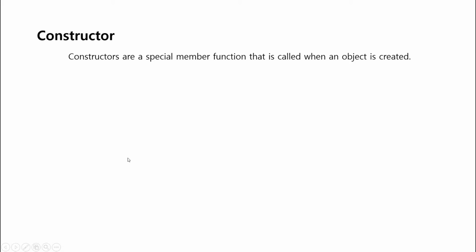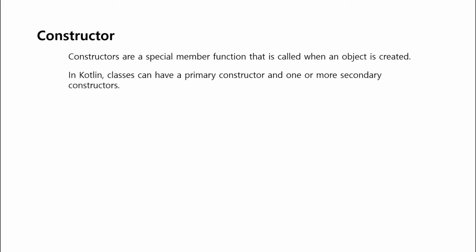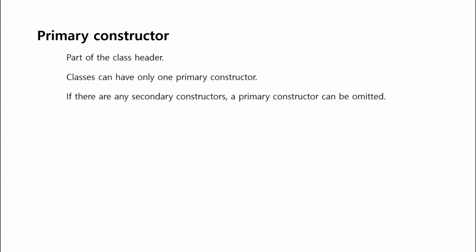Next is constructors. We can say a constructor is a special function that is called when the object is created. In Kotlin, we have two types of constructors, which are a primary constructor and a secondary constructor. A primary constructor is declared in the header of a class. Classes can have only one primary constructor. A primary constructor is not required. So if there are any secondary constructors, a primary constructor can be omitted.